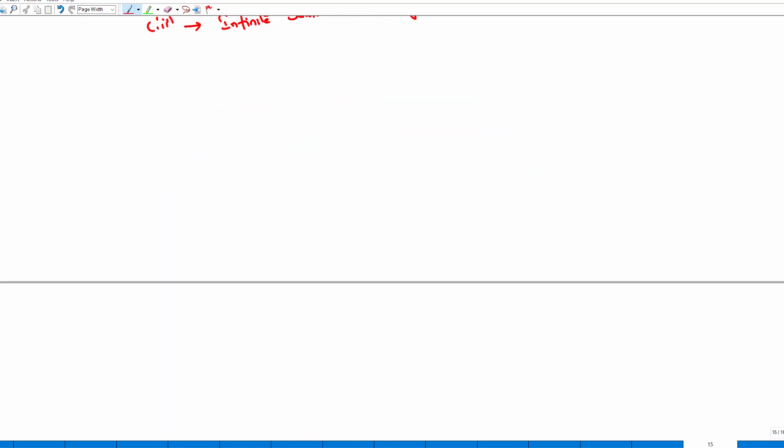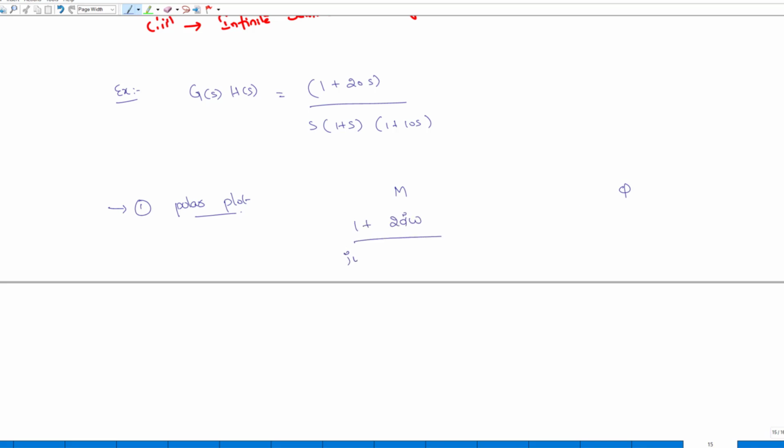Based on these three pieces of information, the first one and the second one are the easiest. The third one depends upon the type of the system, which you have to identify, and only then will you draw this. So let us take the example G of s H of s is equal to 1 plus 20s divided by s into 1 plus s into 1 plus 10s. First of all, as we told, you have to draw the polar plot. The polar plot can be drawn by taking the magnitude and the phase into consideration. By keeping s equal to j omega, the magnitude is 1 plus 20 j omega divided by j omega into 1 plus j omega into 1 plus 10 j omega.